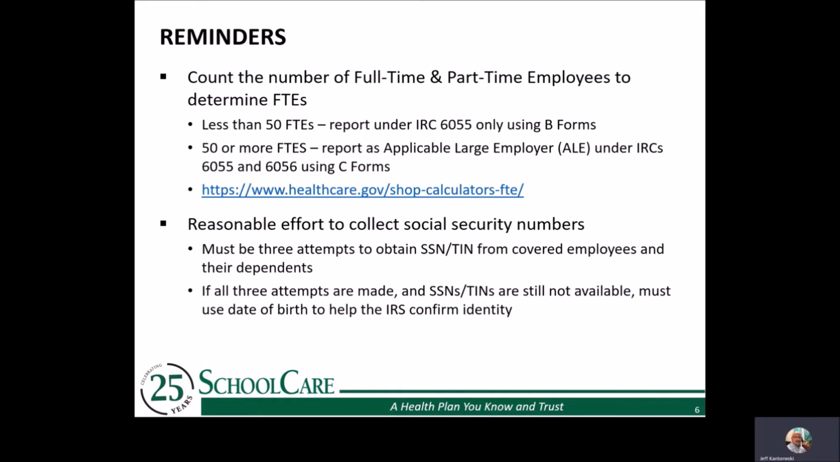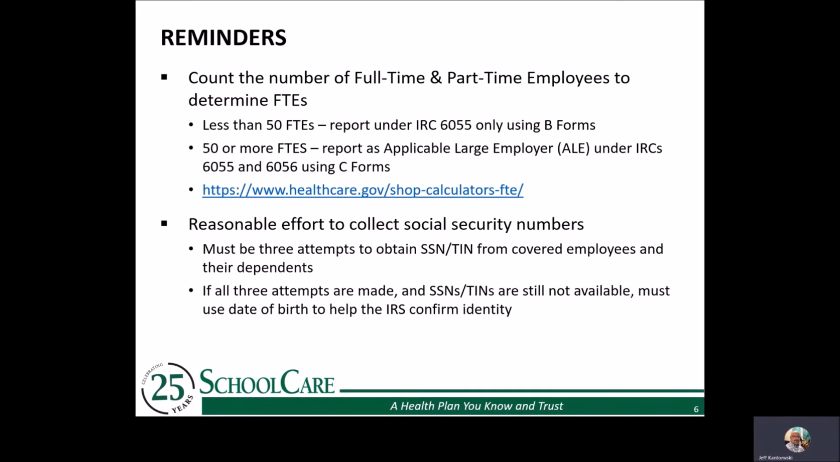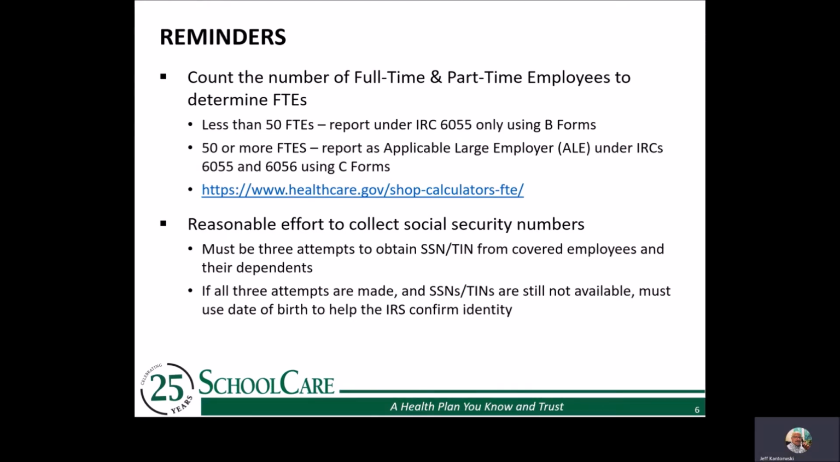Another important reminder is that you must make a reasonable effort, specifically 3 attempts, to collect Social Security numbers. School Care provided listings for missing Social Security numbers in early December 2020. If you haven't already done so, review the listing of covered individuals to see who is missing a Social Security number. Do you have documentation of the 3 attempts to obtain that information? If so, you're all set.